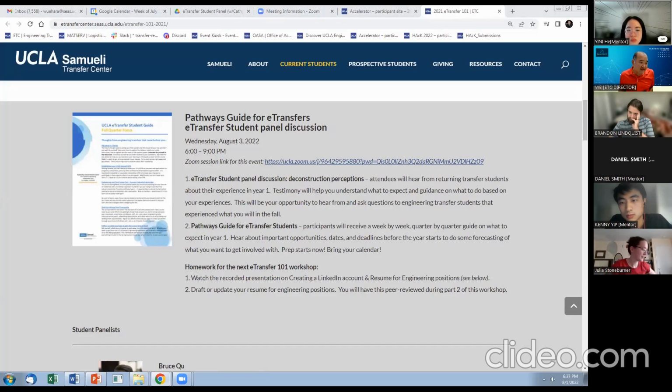So Mohammed asks, will the eTransfer 101 talk about the clubs which are available for the students? Yes, we do have a session that's dedicated to student organizations. We're not planning to bring in all of the student organizations, but we will tell you where you can get information about all of them. I'll explain as I go through the website what we're doing with the student organization session.